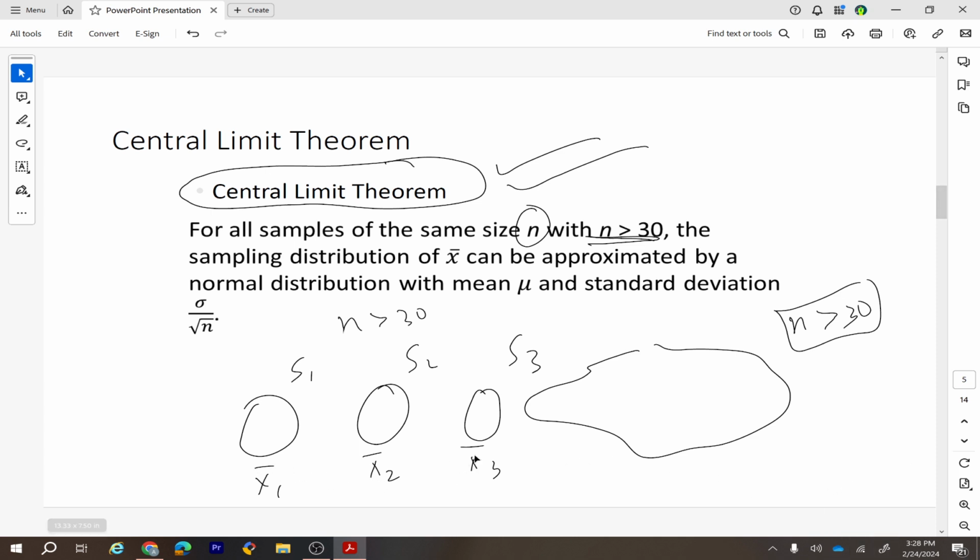Now the means of these samples behave like a normal distribution. If you find the mean of all these sample means, that would be equal to the mean of the population. And the standard deviation would be equal to the standard deviation divided by the square root of n. That would be the standard deviation of this data, not the original data. Okay, so that's the central limit theorem.